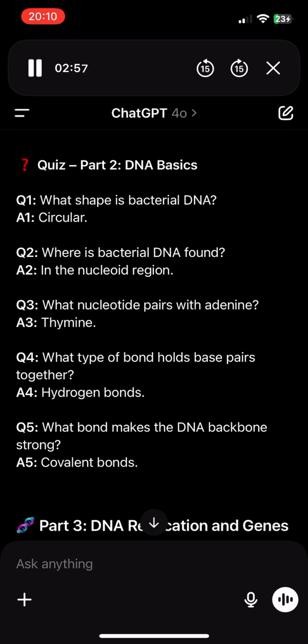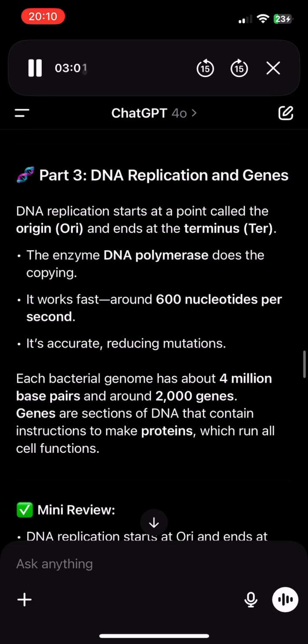Part 3, DNA replication and genes. DNA replication starts at a point called the origin, ORI, and ends at the terminus, ter. The enzyme DNA polymerase does the copying. It works fast, around 600 nucleotides per second. It's accurate, reducing mutations. Each bacterial genome has about 4 million base pairs and around 2,000 genes. Genes are sections of DNA that contain instructions to make proteins, which run all cell functions.